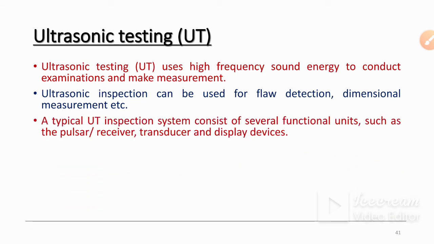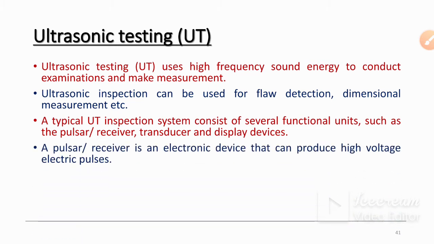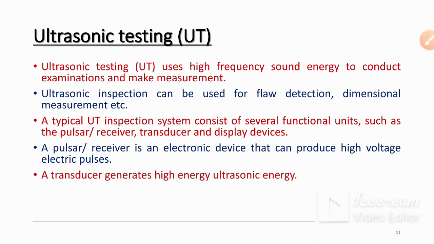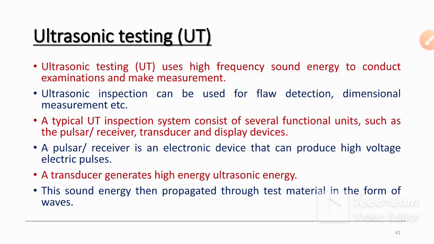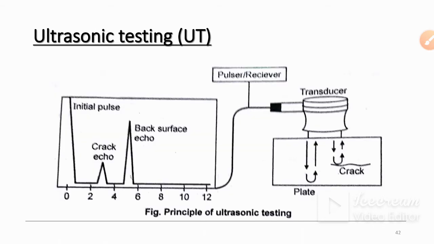A typical UT or ultrasonic testing inspection system consists of several functional units such as pulsar, receiver, transducer, and display devices. A pulsar or receiver is an electronic device that can produce high voltage electric pulses. So in the form of repeated pulses, we are producing high voltage electric current. A transducer generates high energy ultrasonic energy. This sound energy is then propagated through the test material in the form of waves.